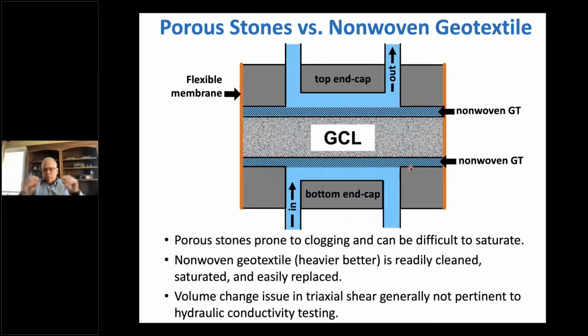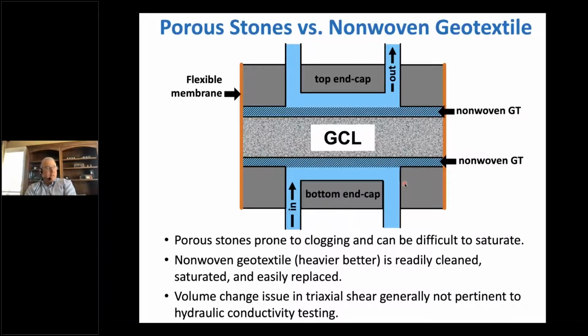I replaced that porous stone with a nice heavy non-woven geotextile. That's what I've shown here. A nice heavy non-woven geotextile, like a 12-ounce geotextile, non-woven, needle punched, lots of good capacity to conduct flow, large pores, good at distributing flow across the GCL, doesn't get clogged, easy to clean afterwards if we want to reuse it. And if it does get too clogged, we will discard it and use a new one.